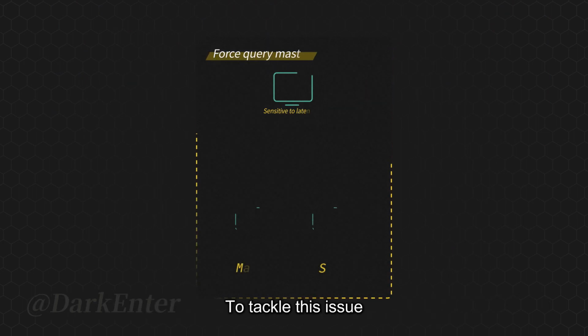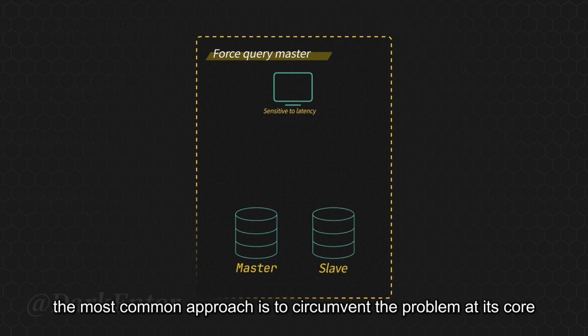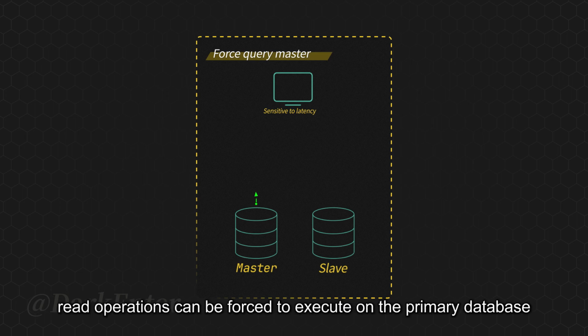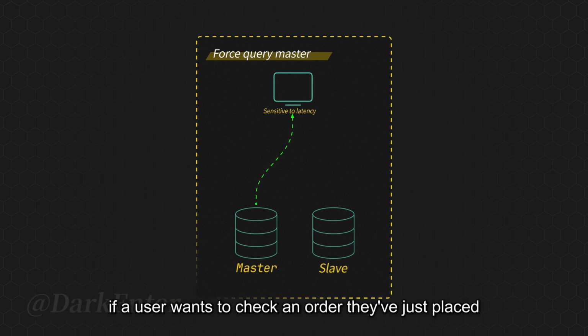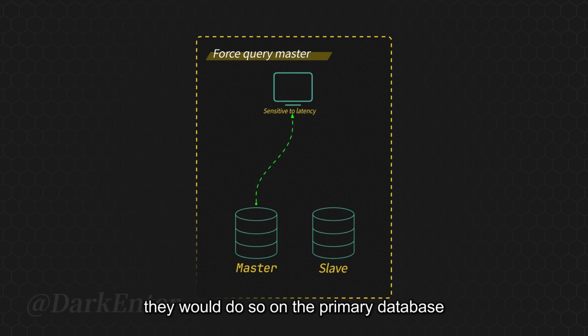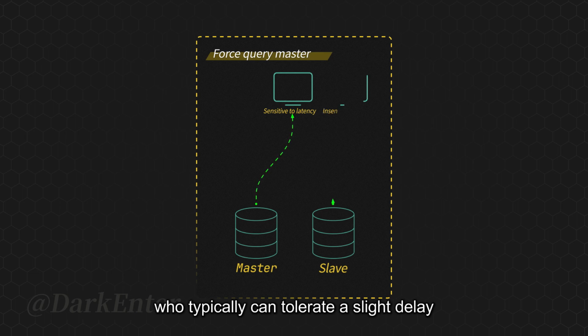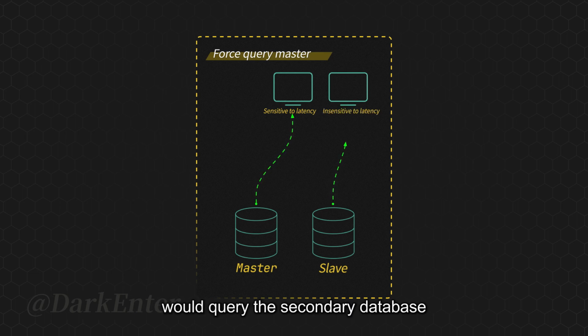To tackle this issue, the most common approach is to circumvent the problem at its core. In some scenarios, read operations can be forced to execute on the primary database. For example, if a user wants to check an order they've just placed, they would do so on the primary database. Meanwhile, the merchant, who typically can tolerate a slight delay, would query the secondary database.